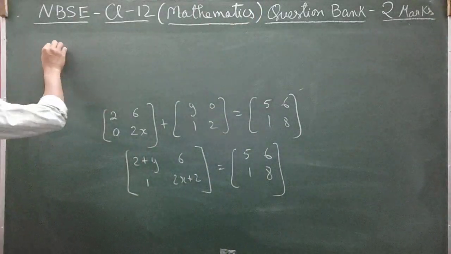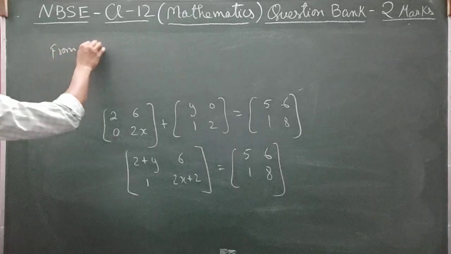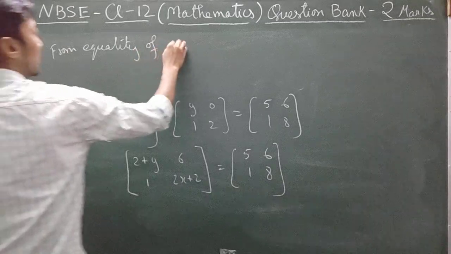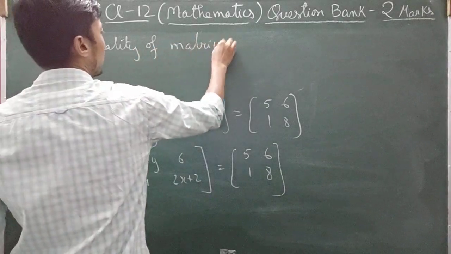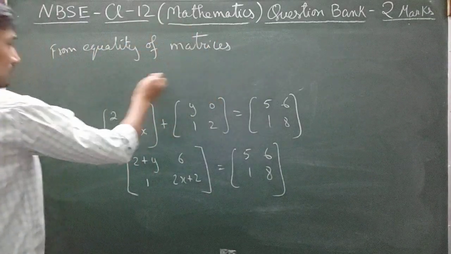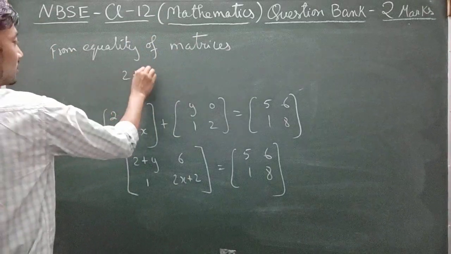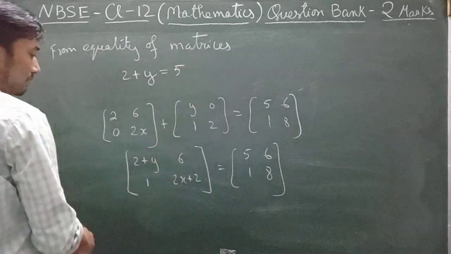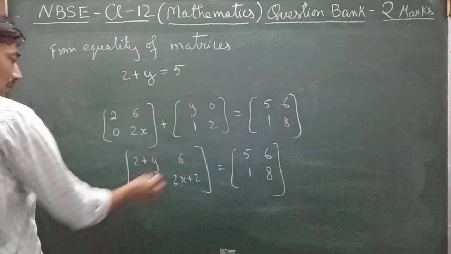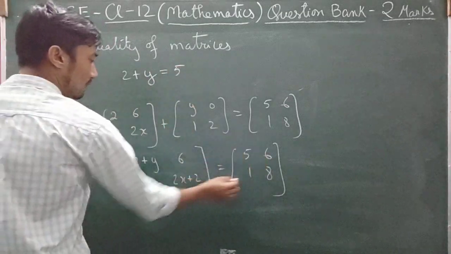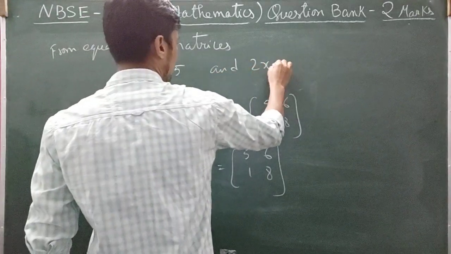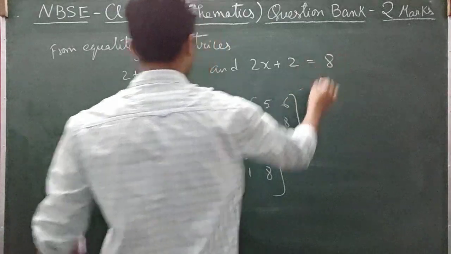If you wish, you can write from equality of matrices, otherwise you can directly write implies also. From equality of matrices, we will have the corresponding elements to be the same. So 2 plus y is equal to 5. We just need x and y, so I'll just compare. You can see here 6 and 6 same, 1 and 1 same. So we just have to find out the values of x and y.